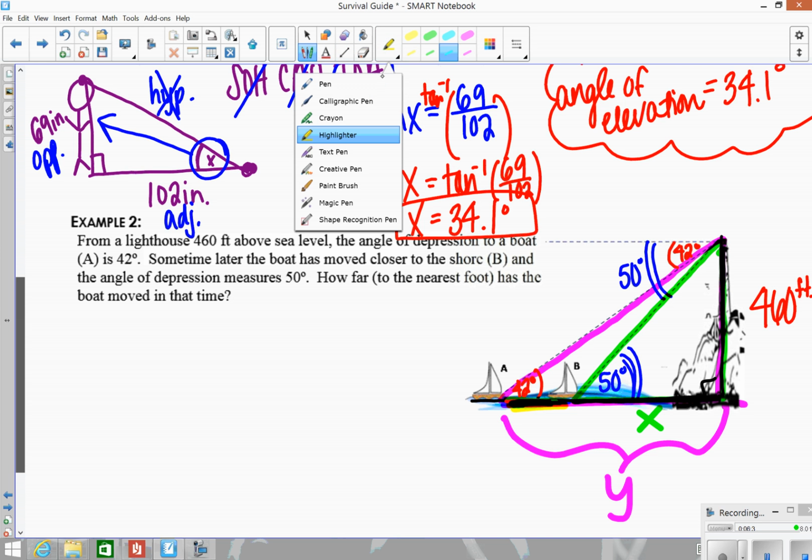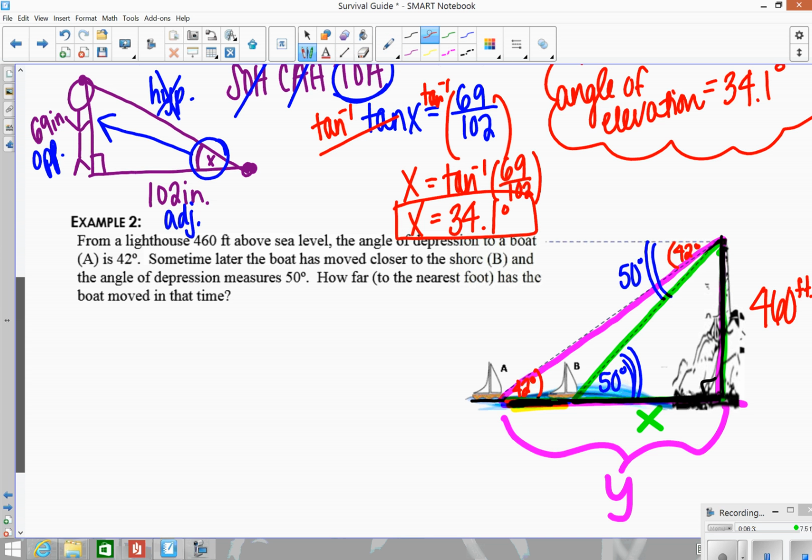So in the end, we're looking to find the difference between these. So this is what I'm looking for right here. So I'm going to set up my two situations here because I have the green right triangle. So I'm going to start with that.